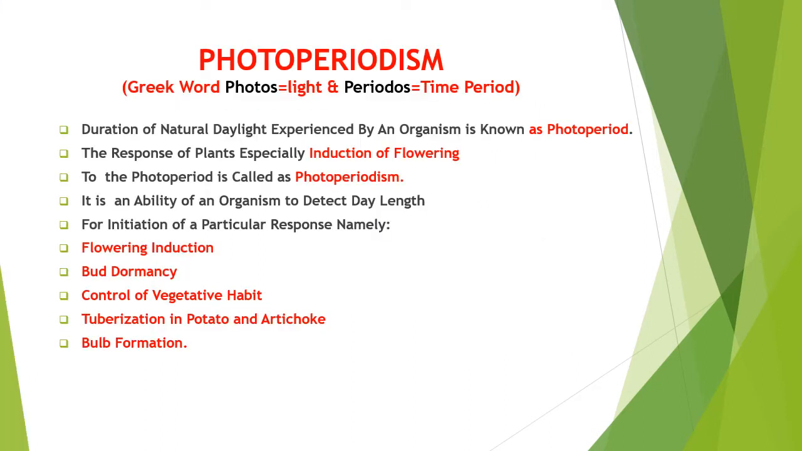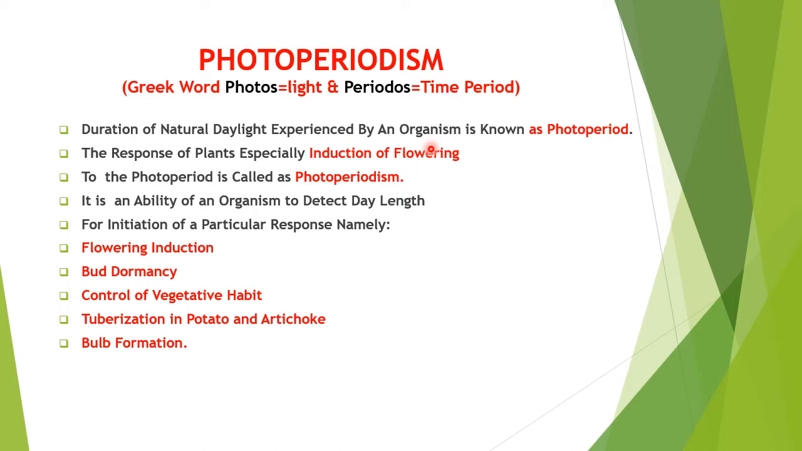The presentation will be about photoperiodism and its importance. First of all, let's understand what we mean by photoperiodism. It is a Greek word: photos means light and period means time period. So it's about the time period which a plant is exposed to. By meaning, photoperiodism is related to the light and the timing of the light. The duration of natural daylight experienced by an organism is known as photoperiod.